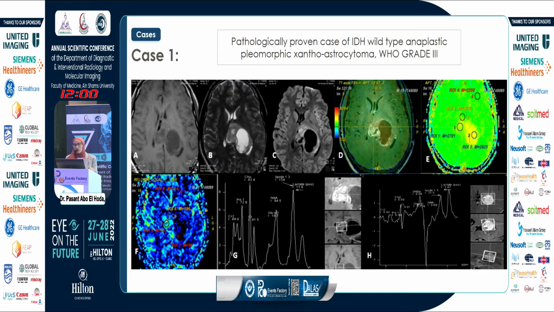And as we can see on our APT image, that's the one on the right, there is increased APT signal on the tumoral tissue. But just be aware not to measure the cystic part of the lesion, because as we mentioned earlier, water has the highest APT signal in the body. So if you measure the cystic part of the lesion, it will lead to false measurement of the APT. So we're just discussing the solid part of the tumor.